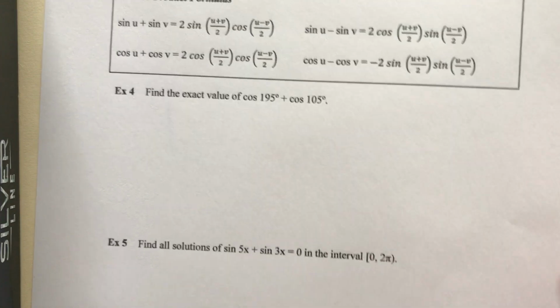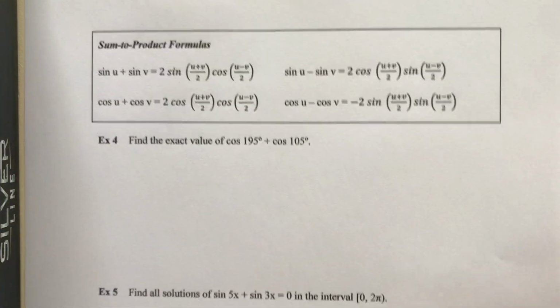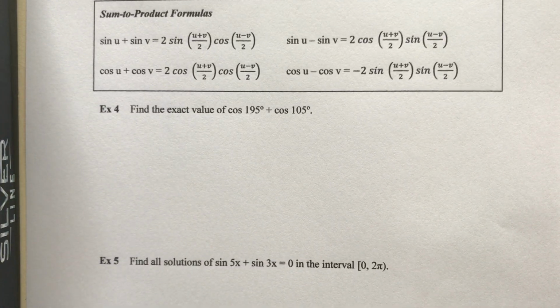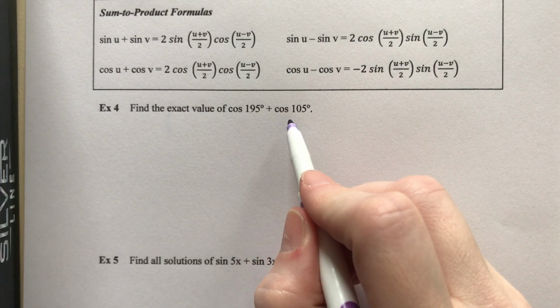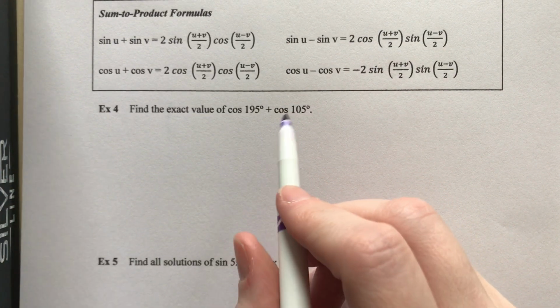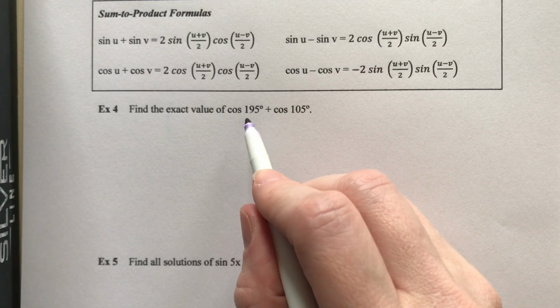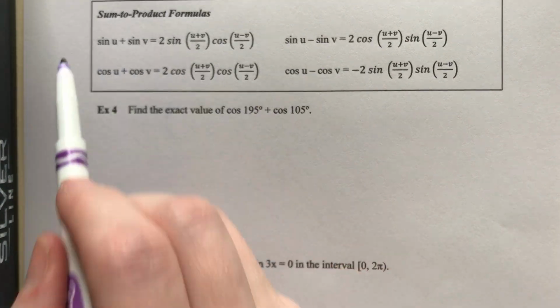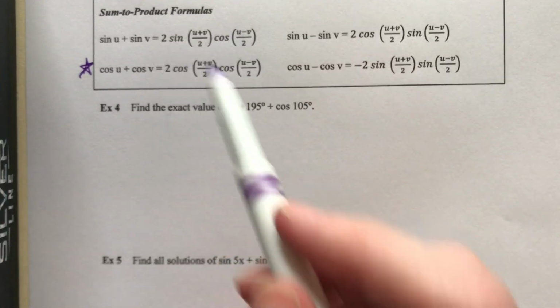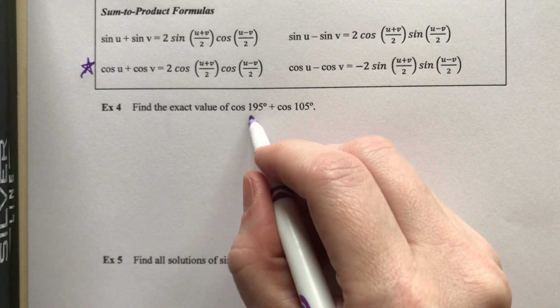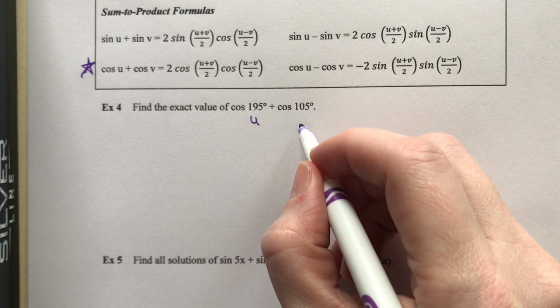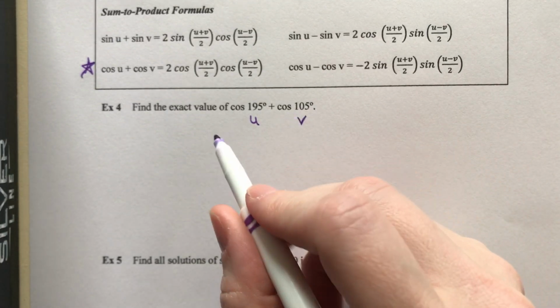Okay, we can also go the other way. So we can take sums and write them as products. So let's do that with number 4. Okay, so here we have a sum and we want to turn it into a product. So I'm going to label this. I'm going to find the one that I need first. So I have a cosine plus a cosine. So I'm going to use the second one here. So that means 195 is the u and 105 is the v. And I'm just going to plug right into this formula here.